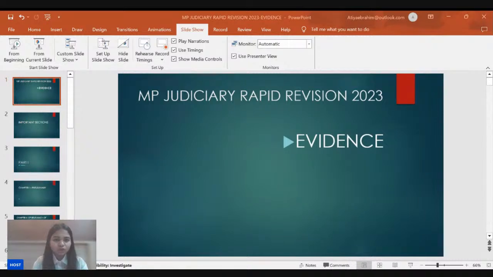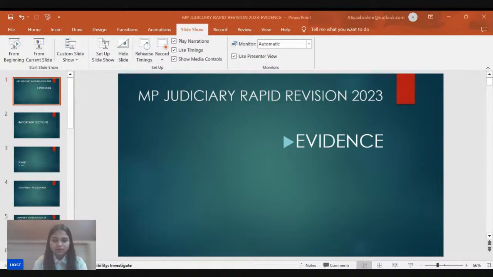Right. So today we have a rapid revision on Indian Evidence Act 1872, and as you all know, we are here for the rapid revision series on MP Judiciary 2023. Good afternoon, everyone. So let us start with the Indian Evidence Act. Before I start the act, I just want to give you all the important sections.